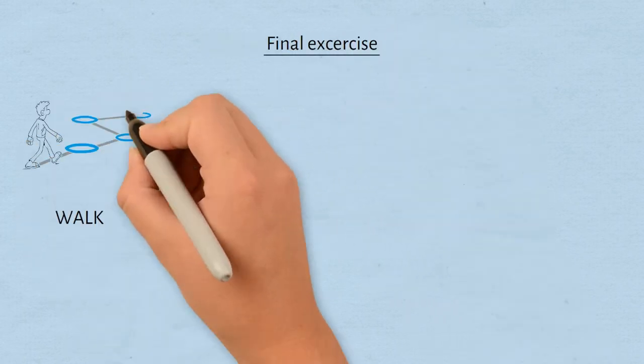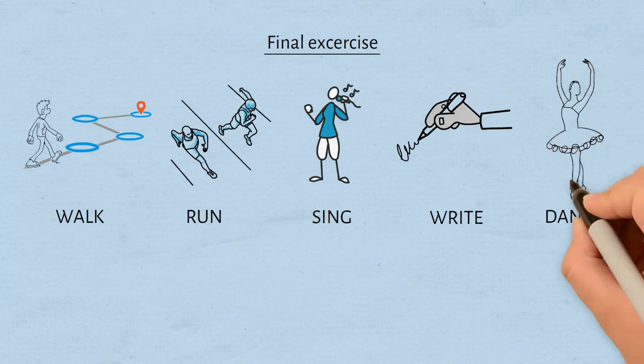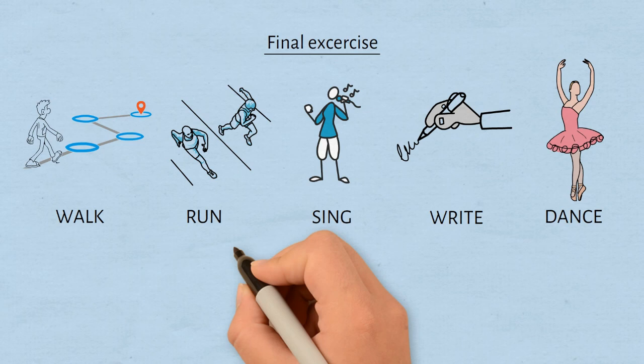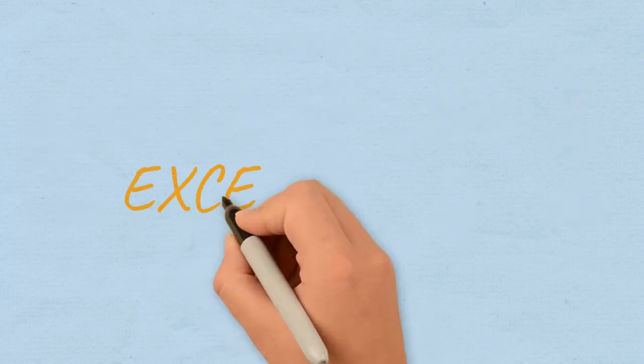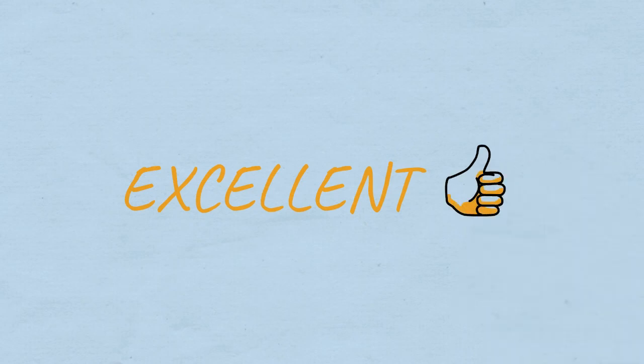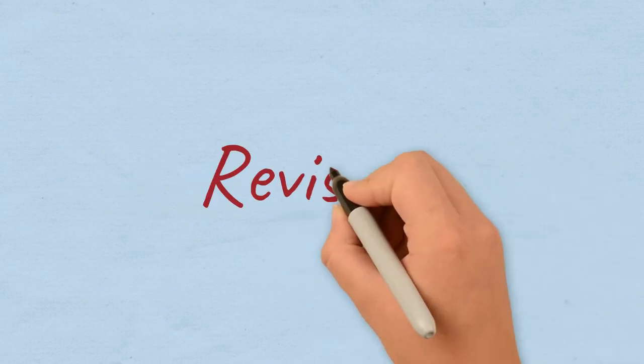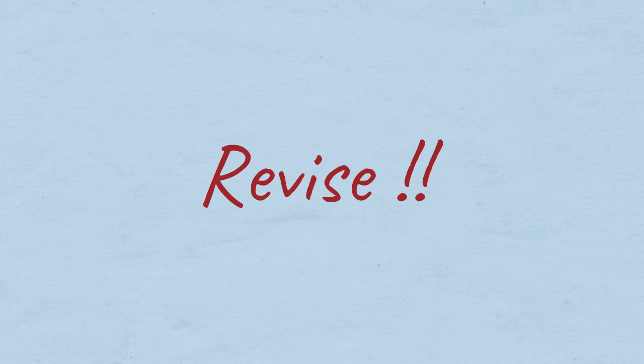Final exercise. Pick up a verb from the verbs given below and try to make all the 12 tenses using it and comment below, like walk, run, sing, work, write, dance. Excellent! You have learned all the English tenses. I know it's a lot to digest, so I would suggest revising any part which you have not understood well.